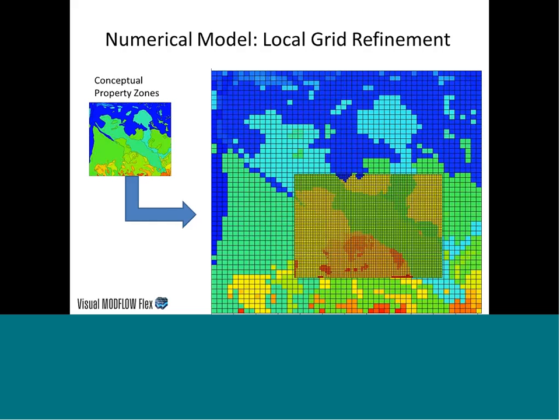And this is where local grid refinement comes in to be very appropriate. You can refine the grid in a specific area of interest, have very fine, high-resolution grid cells in your specific area, but coarser grid cell size outside the area of interest. And again, this local grid refinement input can be generated from the conceptual model very quickly and efficiently.